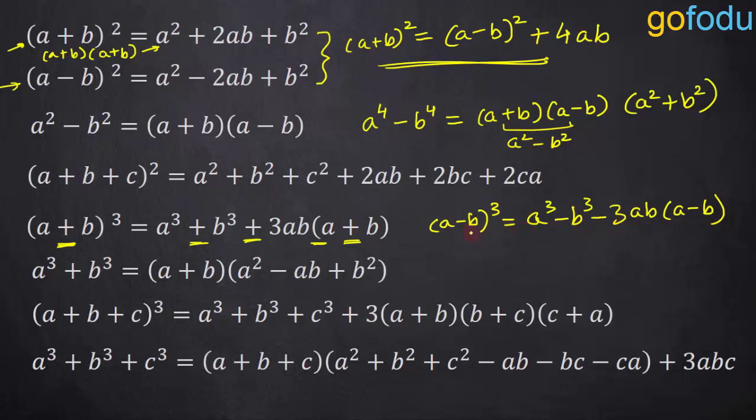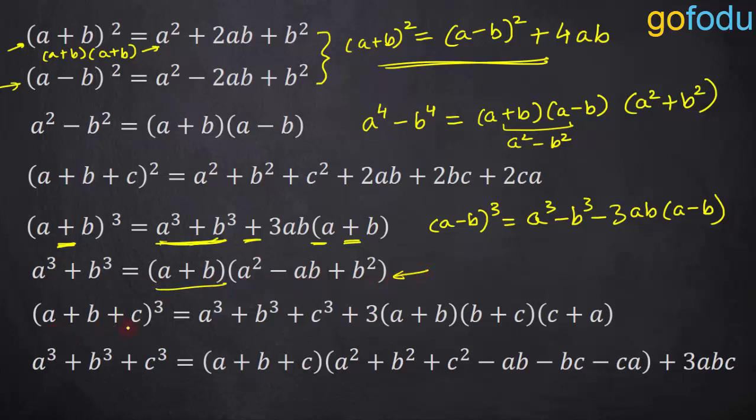Okay. Now, next is A cube plus B cube, which we can get from here also. A cube plus B cube. Take this 3AB into A plus B to the left hand side. Take A plus B common outside the bracket, and you will get A plus B into A square minus AB plus B square. So, this is what you will get finally.